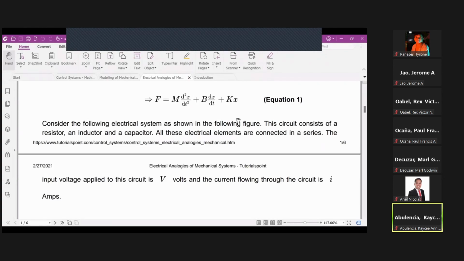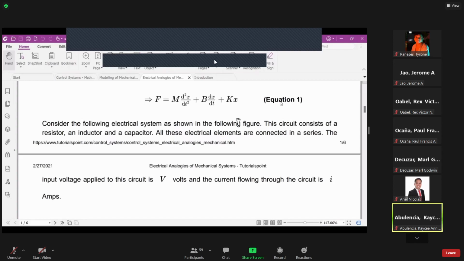Connected in series meaning you have a voltage drop. Therefore you will have an analysis based on the voltage of your electrical system. The input voltage applied to this circuit is V volts, and the current flowing through the circuit is I amperes or I amps.